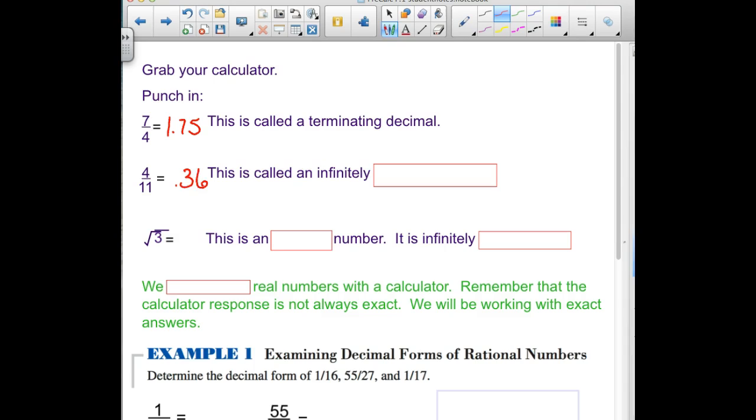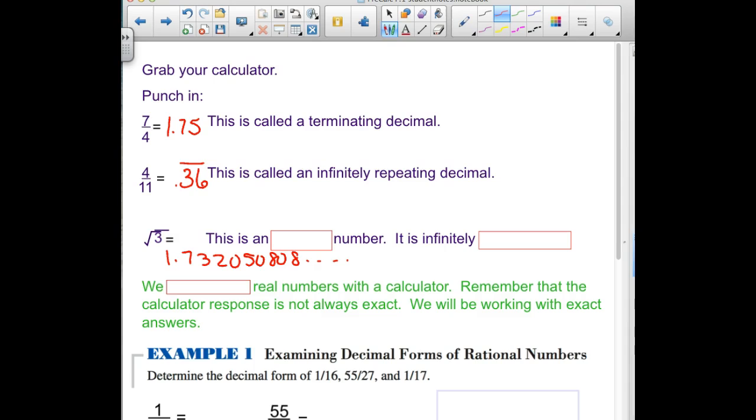you should see 0.363636 repeating. All right, so this is a repeating decimal. And then if you type in the square root of 3, you get 1.732050808, etc. All right, in this course, we typically take things out to the third decimal place.